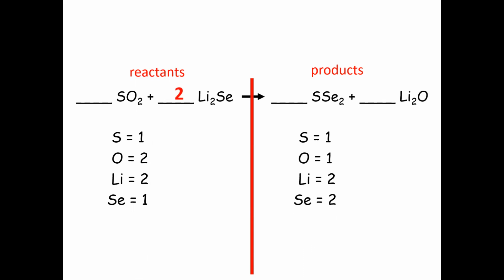You could put a coefficient 2 in there, which will double the number of selenium, but also double the number of lithiums. So you can see that you now have 4 lithiums on this side. Now, to balance this side, you would put a 2 in front of lithium oxide. So you now have 4 lithiums on that side. You have 2 oxygens, and your equation is now balanced.